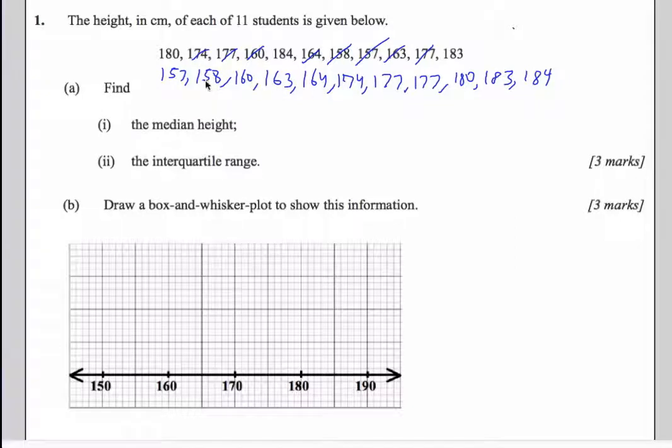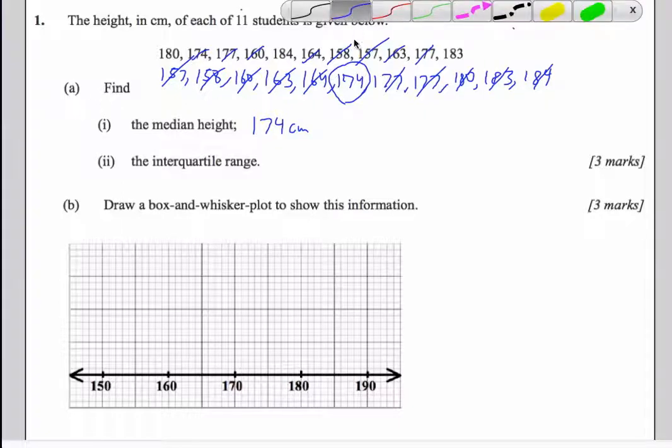In the middle is going to be what we cross out first and last until we get to the middle. Or you can use your fingers and start counting backwards. Anyway, in the middle we have 174. So the median height is 174 centimeters. Don't forget your units.